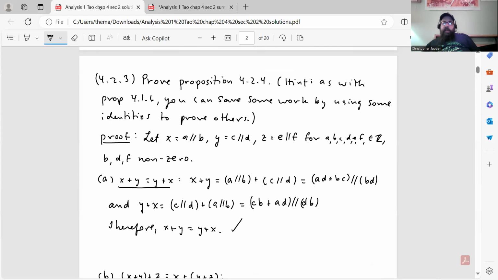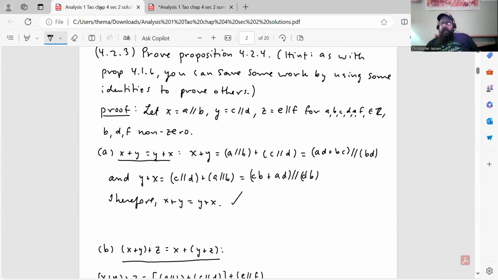All right, so we're going to prove that here. He does give a hint. He says, as with proposition 4.1.6, you can save some work by using some identities to prove others. And I'll go through this kind of quickly because it's very straightforward. Most of these just use the definition of how we add and multiply rational numbers and reciprocals and so on. So I'll just very quickly go through these.